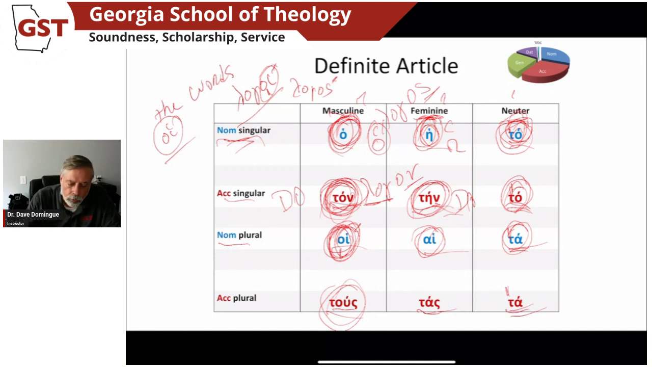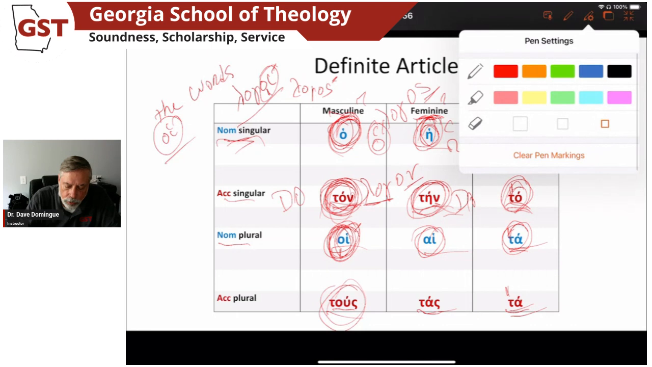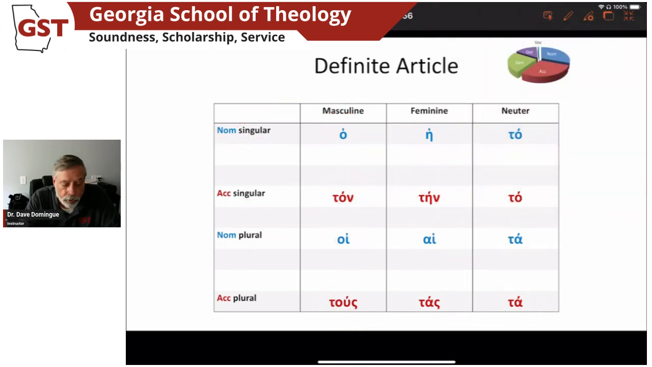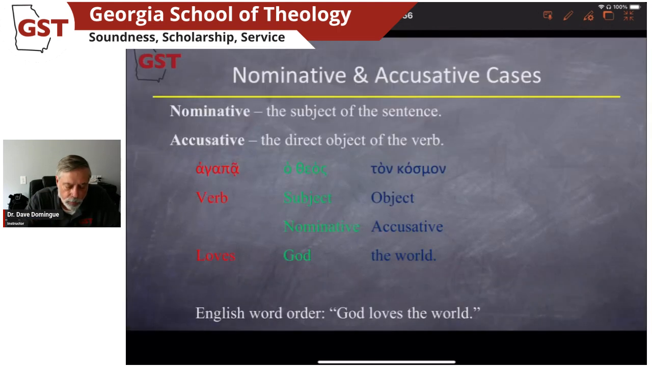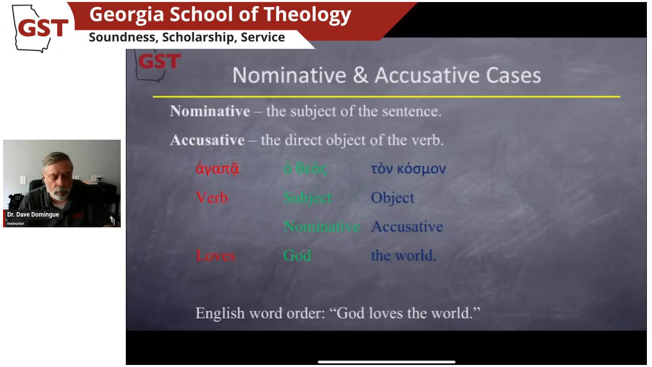So the way you learn this, basically, is you practice this over and over and over again. Ho, he, to, ton, ten, to, hoi, hai, ta, tous, tas, ta, and you just kind of keep doing that, and pretty soon it sticks. So that's a definite article. Let's talk a little bit more about how this works.